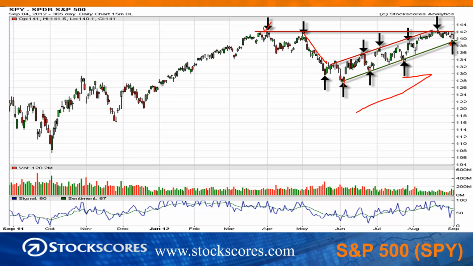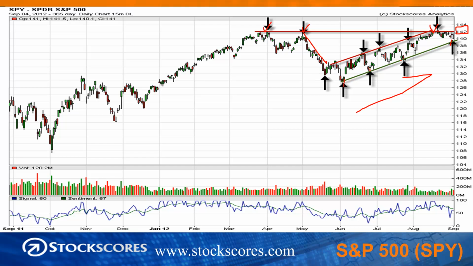Now the next important line is this one, which is drawn across these tops at a horizontal price level. That is an upper limit on what the investors are willing to pay for the fundamentals. In this case, they're willing to pay no more than $142 for the S&P 500 ETF.